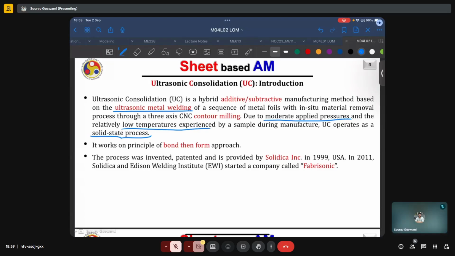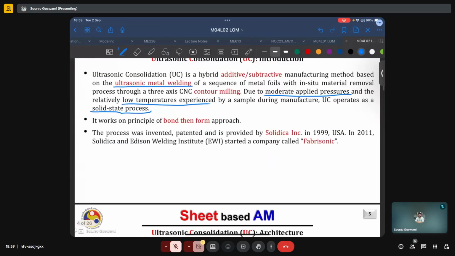It works on the principle of bond and then form approach, and the process was invented and patented by Solidica in 1999. Later, Solidica collaborated with Edison Welding Institute in 2011 to start the company called Fabrisonic, which is the manufacturer of ultrasonic consolidation machines.